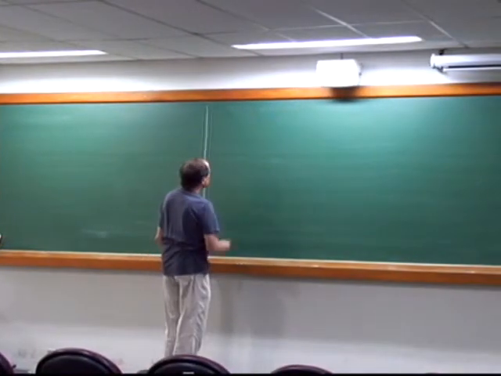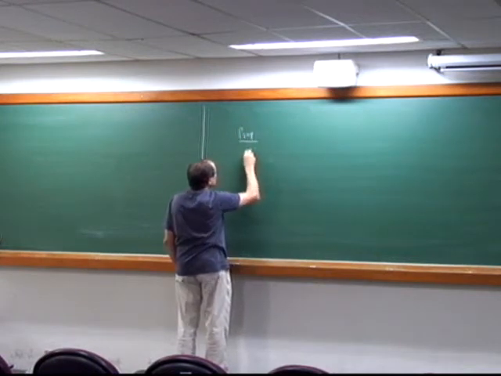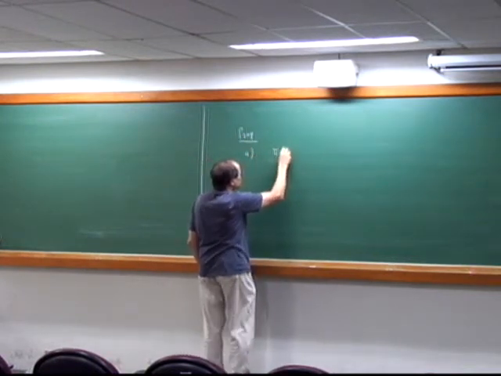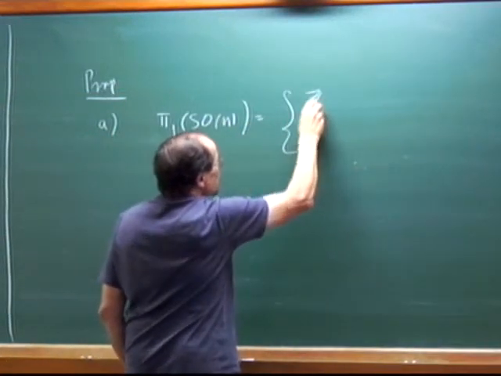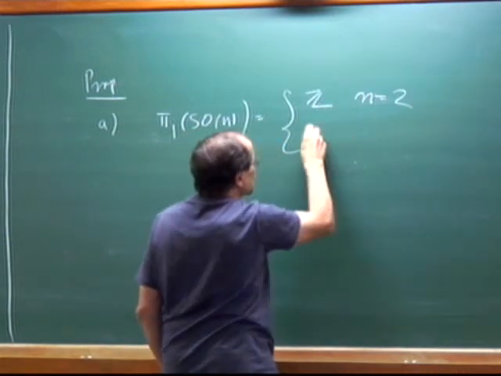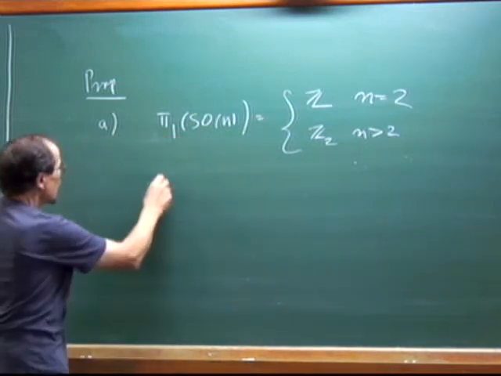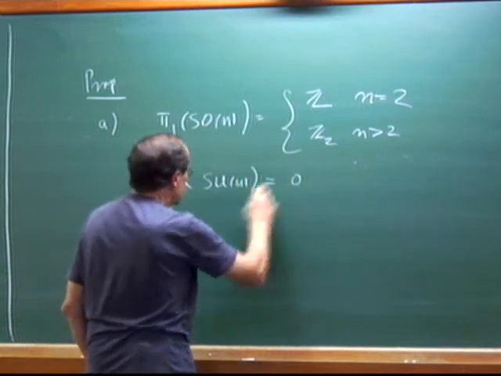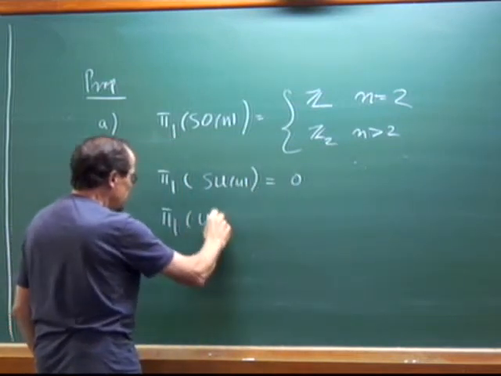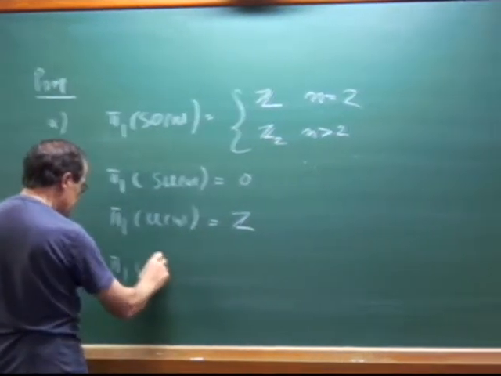So the first thing was something about the fundamental group, for the classical groups. What is the fundamental group? I think I mentioned this before. For SO(n), it's supposed to be Z when n is equal to 2, Z2 when n is bigger than 2. And SU(n) is simply connected. U(n) has pi 1 equal to Z. And Sp(n) is simply connected.